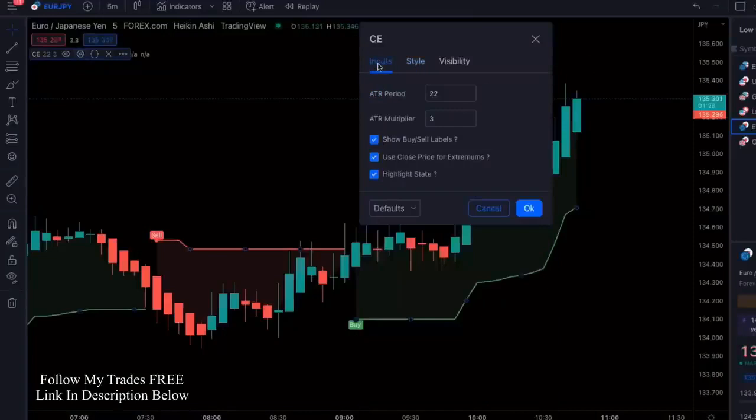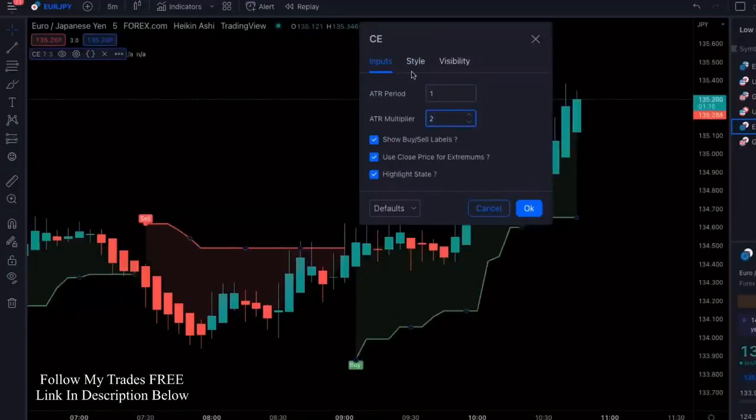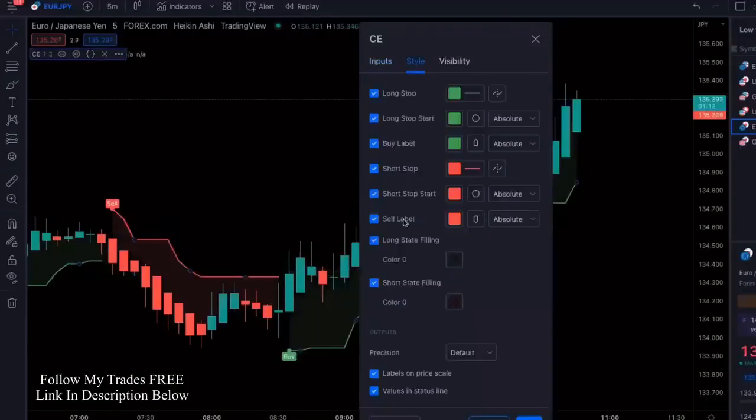In the inputs, we're going to change the ATR period to 1. And we're going to change the ATR multiplier to 2. And then under styles, we're going to uncheck everything except for the buy and sell label, okay? So we're going to stop that.